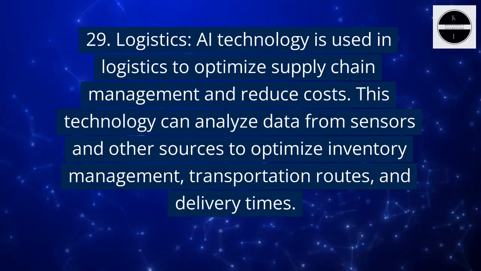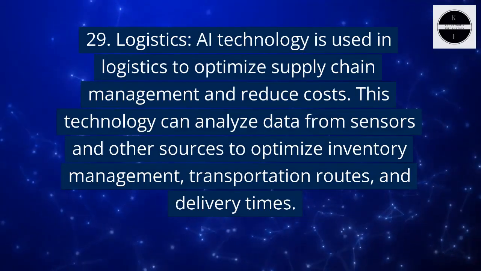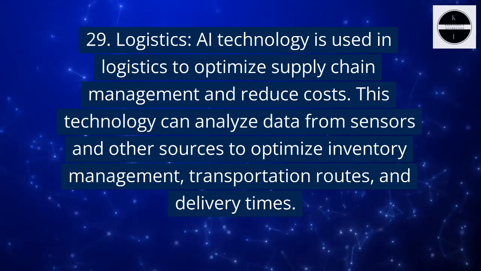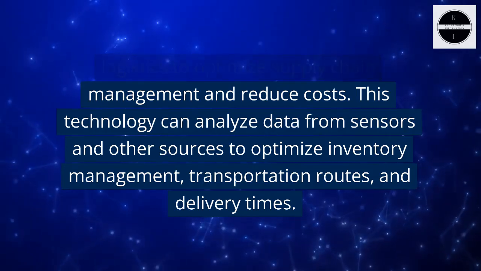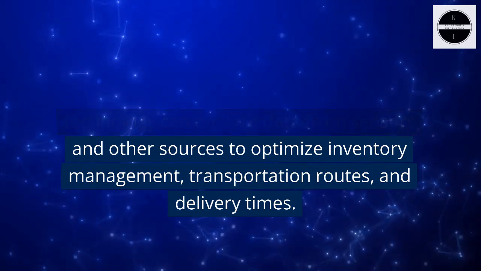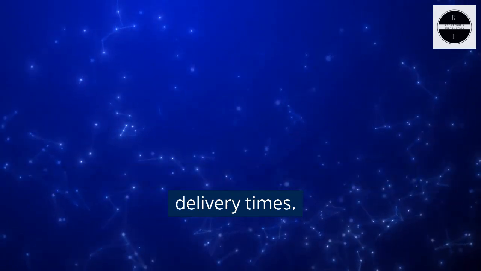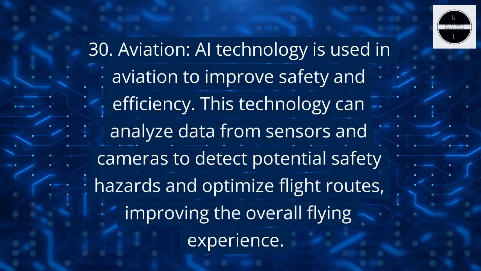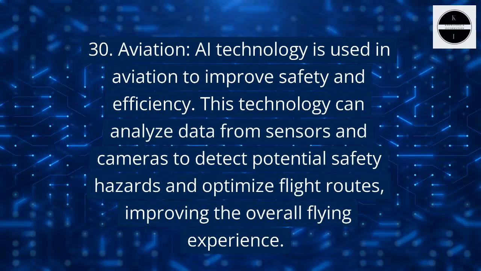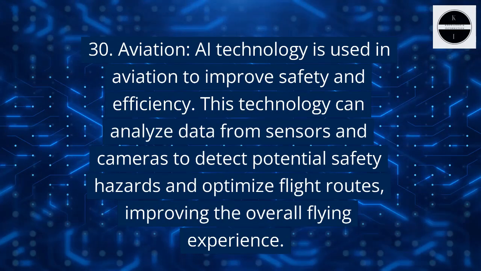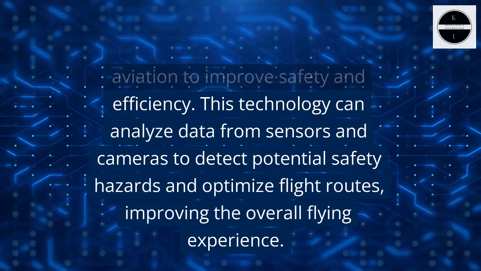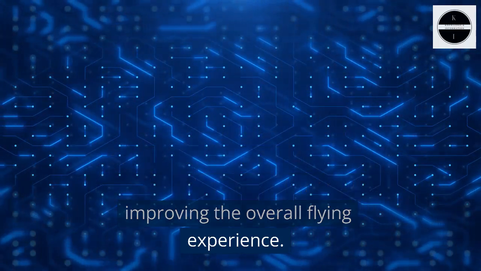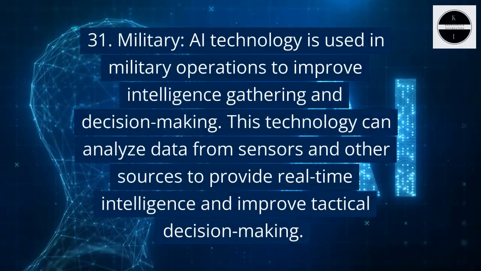29. Logistics. AI technology is used in logistics to optimize supply chain management and reduce costs. This technology can analyze data from sensors and other sources to optimize inventory management, transportation routes, and delivery times. 30. Aviation. AI technology is used in aviation to improve safety and efficiency. This technology can analyze data from sensors and cameras to detect potential safety hazards and optimize flight routes, improving the overall flying experience.